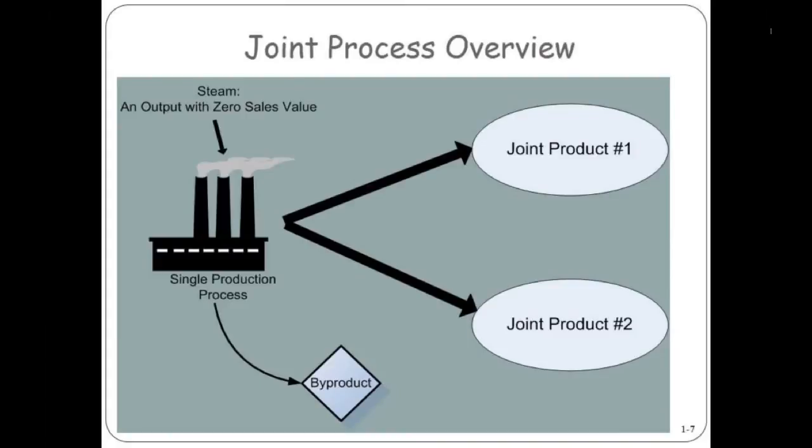Okay, let's go at it. Very simple. You have a production process that produces 2 main products with high value, 1 byproduct with lower value, and produces steam, and we only show that to say it's got no value. It just goes in the air and it's gone. So that is the output from some production process here.